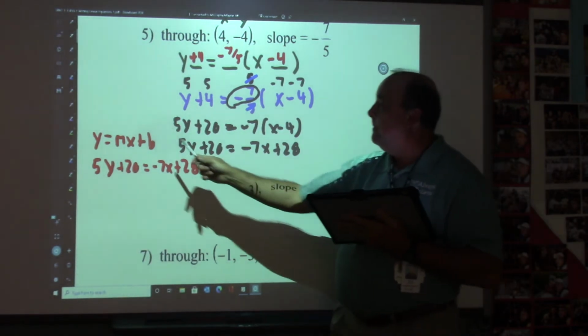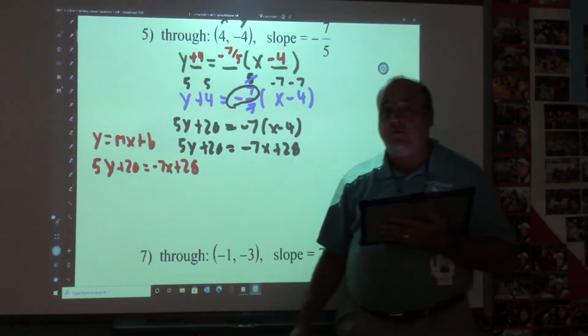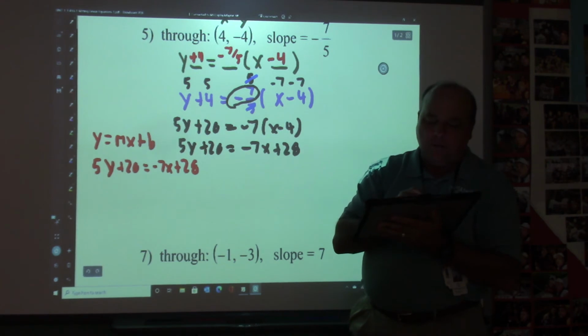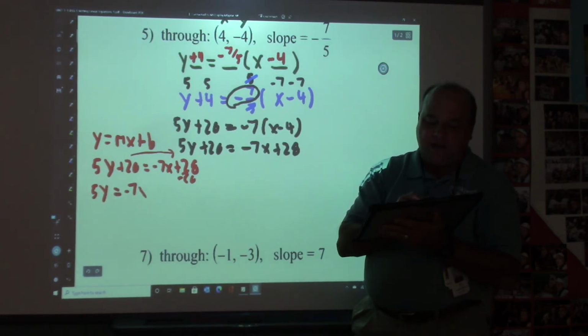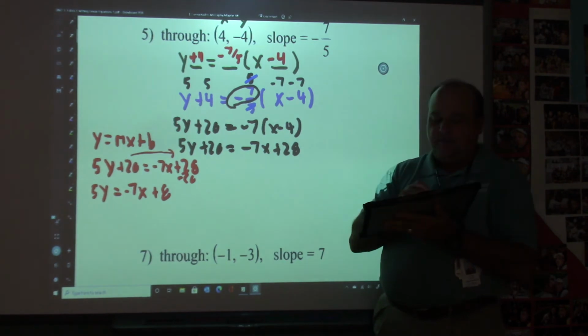Now then, to make it look like this, the 20 has to get moved over and I have to divide by the 5, don't I? I want the y all by itself. So let's move over the 20. Let me keep all this in red. And I'm going to subtract 20. I'll get 5y equals negative 7x plus 8. And then we're going to divide by 5.